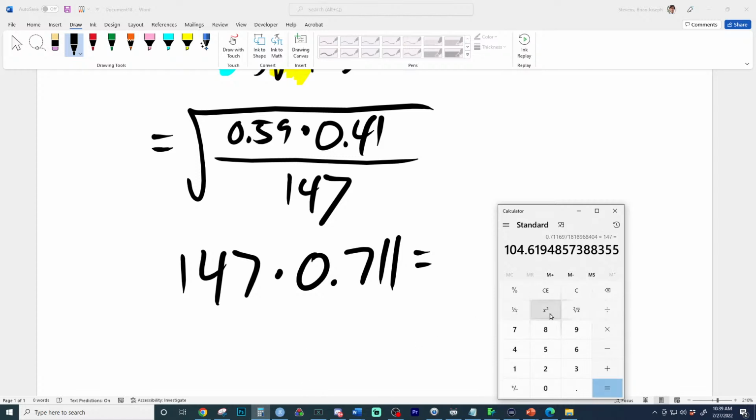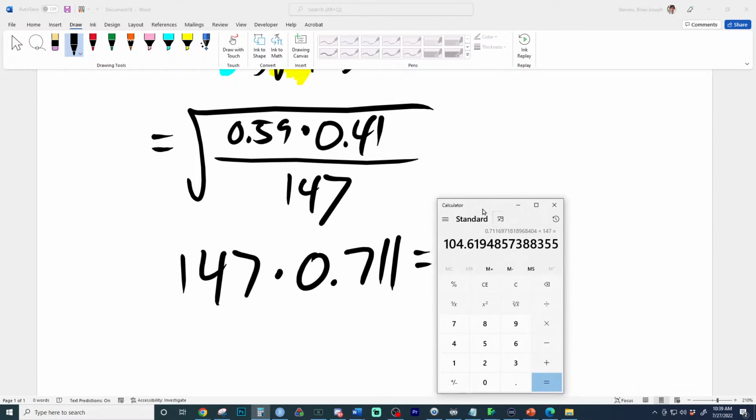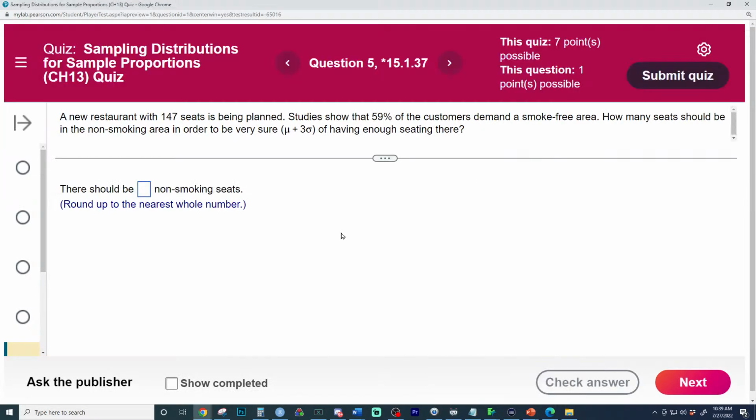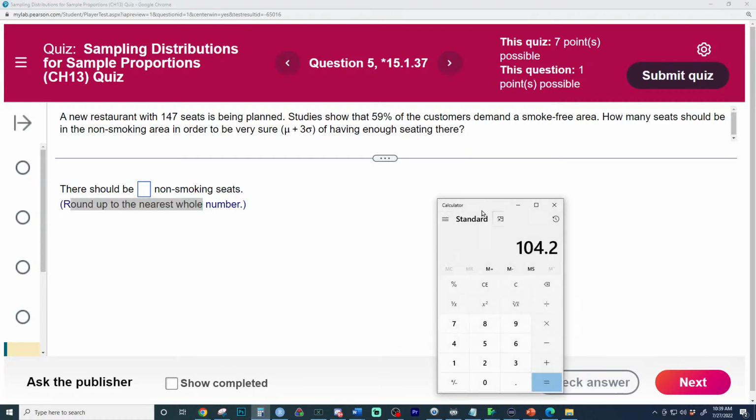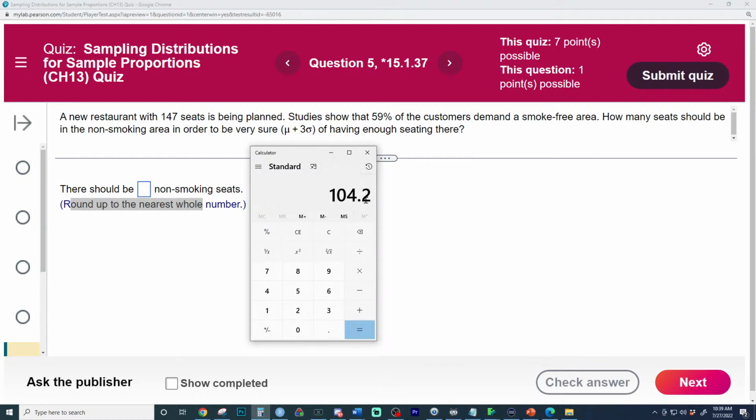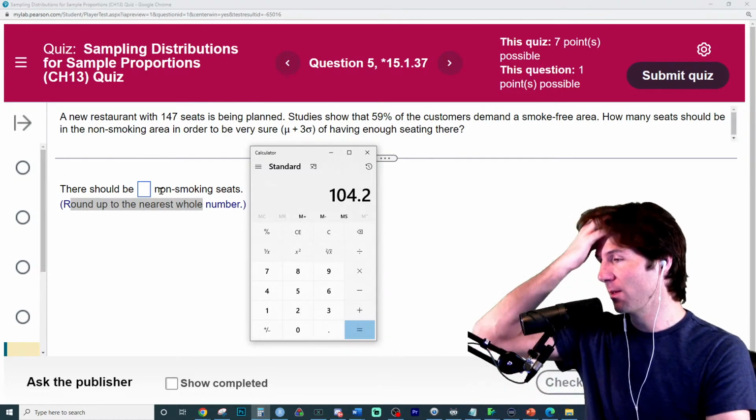Okay. Now, let's pretend for a moment this is the answer. But what if the answer was 104.2? I want you to look at the problem. We're just pretending I did a little different math, and here's the answer. So we're pretending I got 104.2. Now, the question says to round up. So I changed the answer to make it look like this. It was 104.6, but let's pretend it's this. What should I put in here? What should I put in that blank?